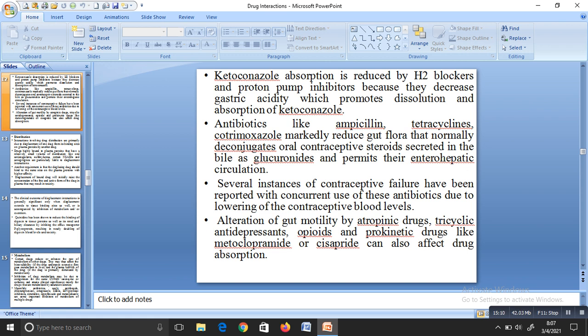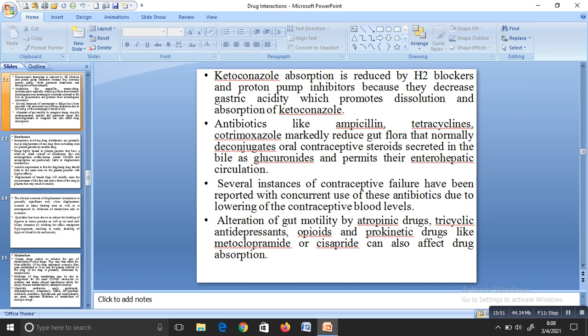Similarly, motility can be affected by drugs like atropine, tricyclic antidepressants, opioids, and prokinetic drugs, which also affect absorption. What are atropinic drugs? Atropinic drugs are anticholinergic drugs like atropine. We know they reduce the gastric motility. Similarly, opioids, like loperamide that we use for diarrhea, and tricyclic antidepressants reduce the gut motility. Next, prokinetic drugs enhance the forward propulsion, like cisapride and metoclopramide. They will affect the drug absorption.